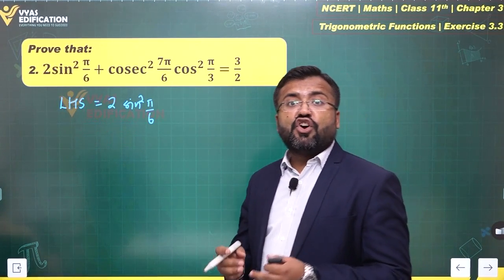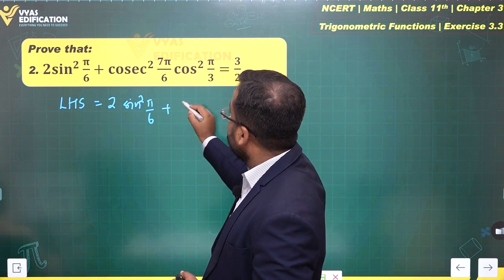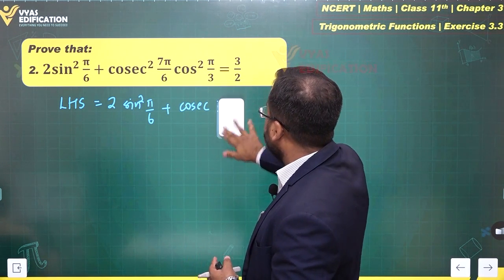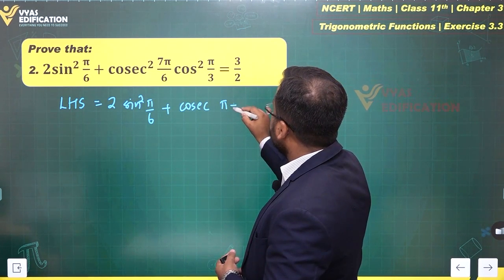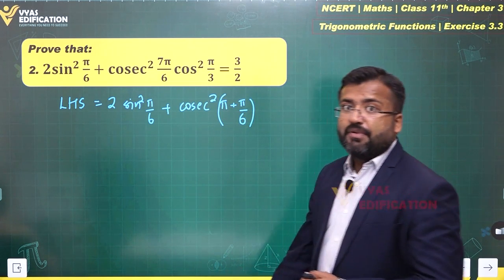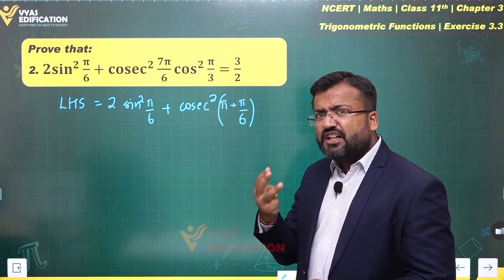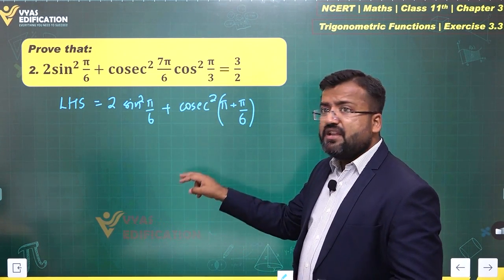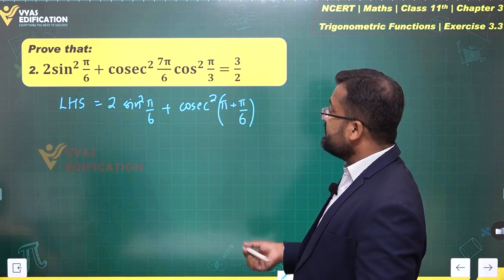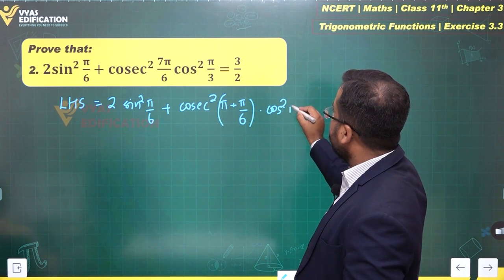So, this can be written as cosec of pi plus pi by 6. This is what I can write it as. This is cosec square of pi plus pi by 6, and that further can be written as, since this lies in the third quadrant, minus cosec pi by 6, right? Don't make a mistake in that. This can be written as minus cosec pi by 6, and this here is cos square pi by 3, which is simple.